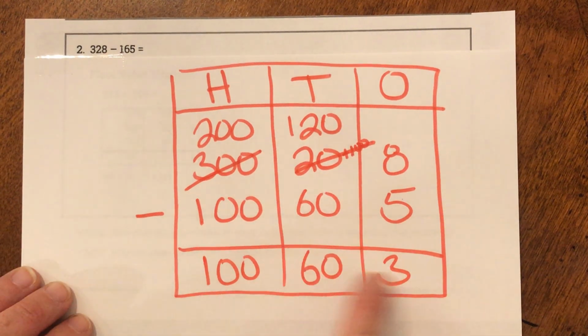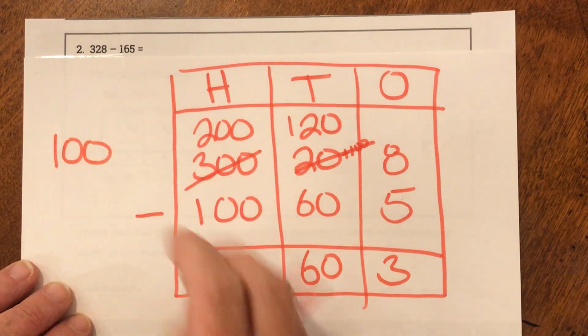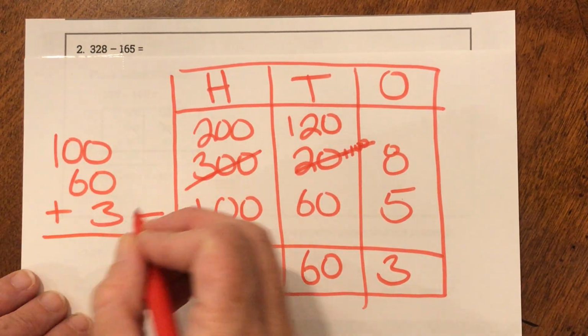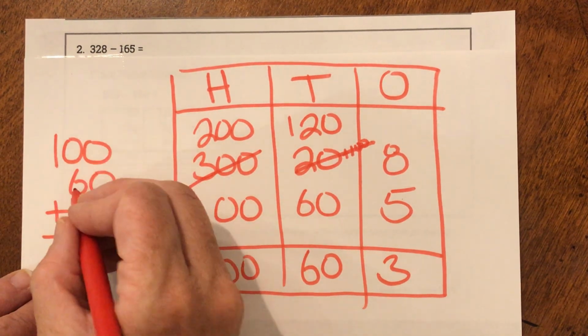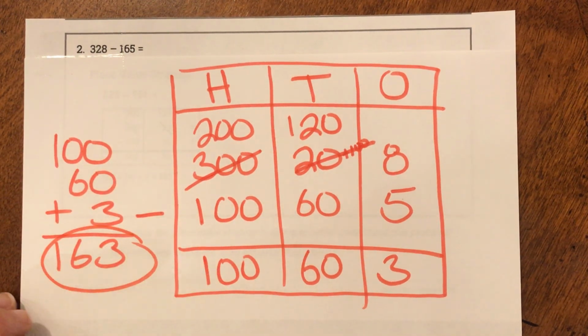And I'm still going to do what I did with my other one in working form. I'm going to add what I have. I have 100 plus 60 plus 3. So I have 0 plus 3 is 3. 0 plus 6 is 6. And 1 plus nothing is 1. So my answer is 163.